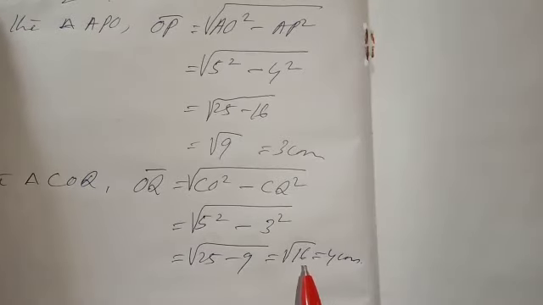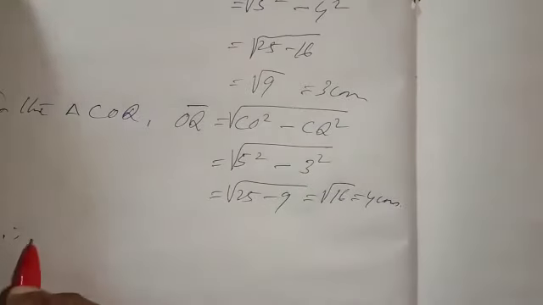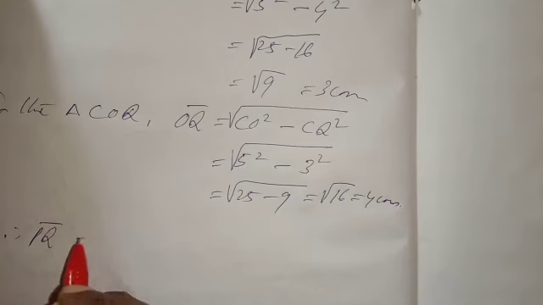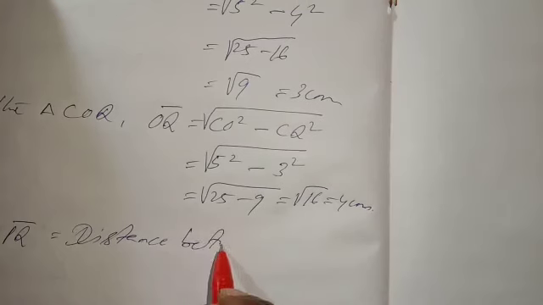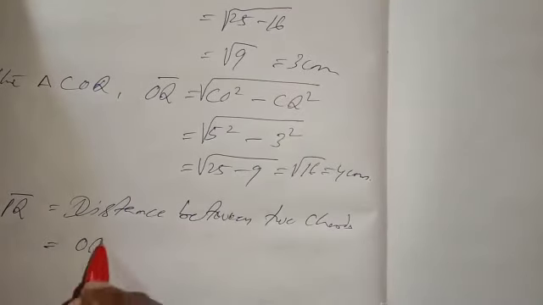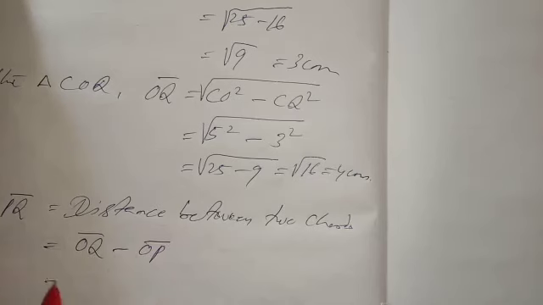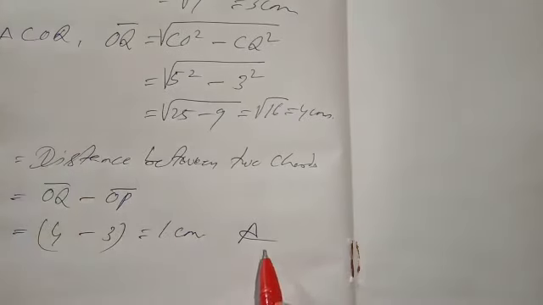Both the chords are on the same side of the center. Therefore, from the figure, PQ, the distance between the two chords, is equal to OQ minus OP. So OQ is 4 cm minus 3, it is coming 1 cm. The distance between the two chords is 1 cm. In this way, question number 3 is completed. Let us do one more question, the last question today.